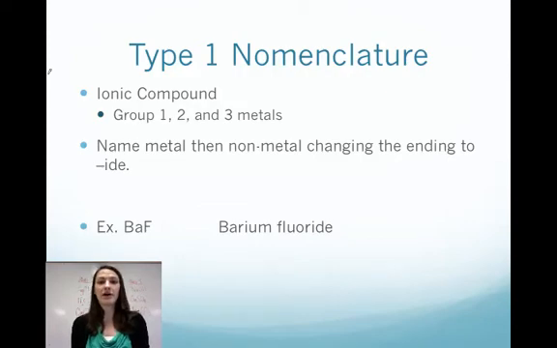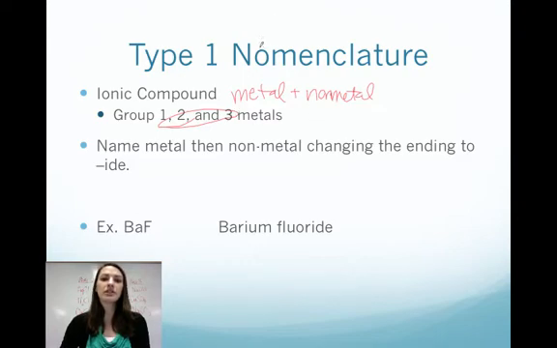Today we're going to be talking about nomenclature. We're going to be talking about both type 1 and type 2 nomenclature, which both have to do with naming ionic compounds. We're going to start out with type 1 nomenclature. Type 1 nomenclature has to do with ionic compounds made of metals and nonmetals. The metals have to be group 1, 2, or 3. So your type 1 is characterized by a group 1, 2, or 3 metal bonded to a nonmetal.